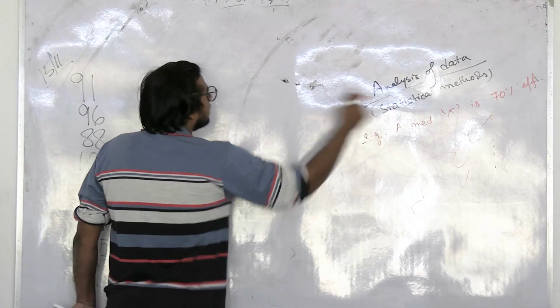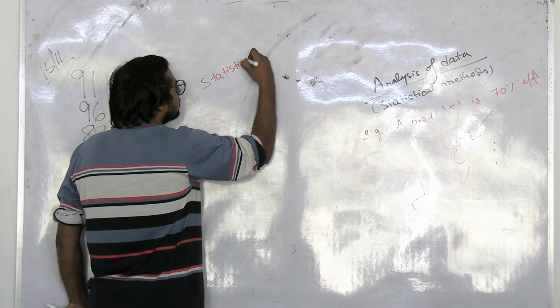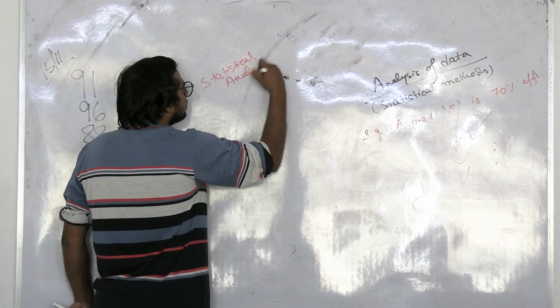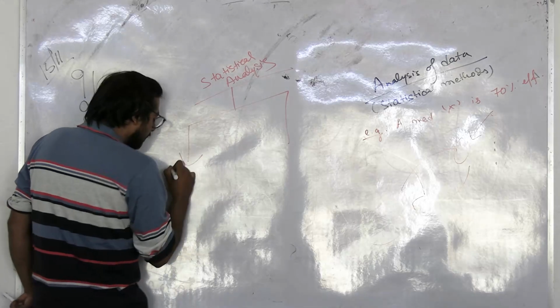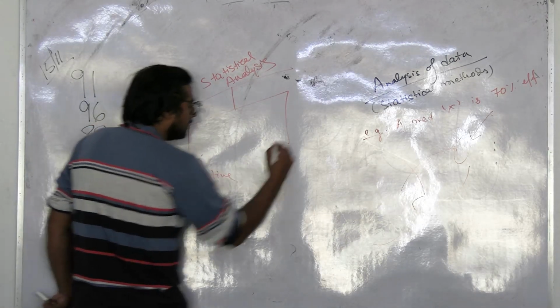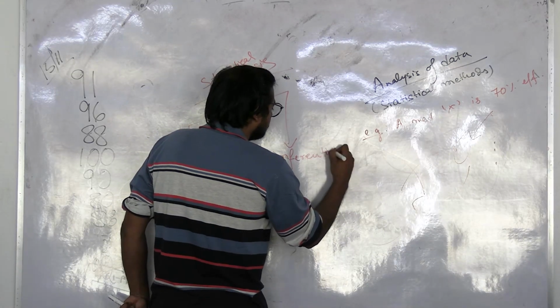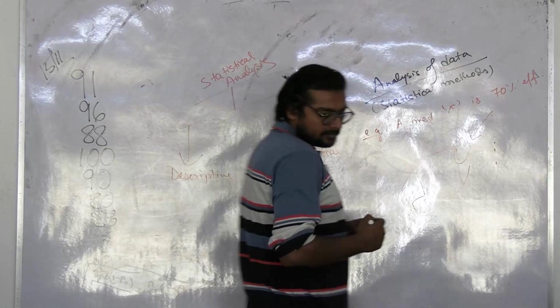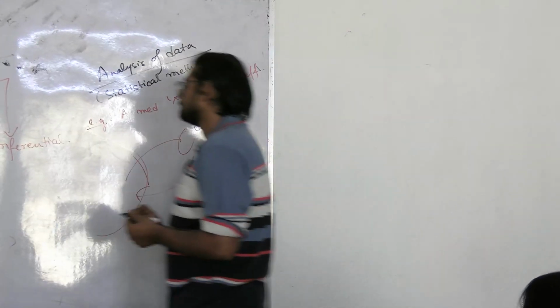So statistical analysis is of two types. One is descriptive and another is inferential. Now, what is the difference between these two?